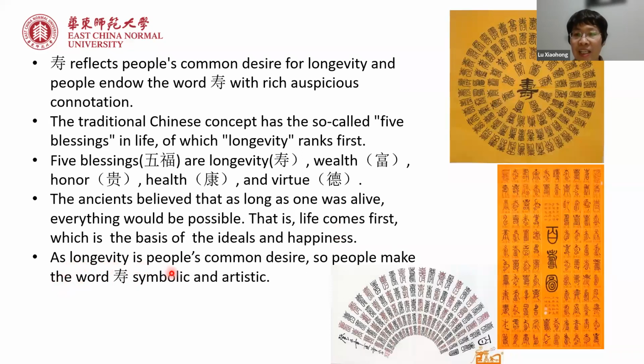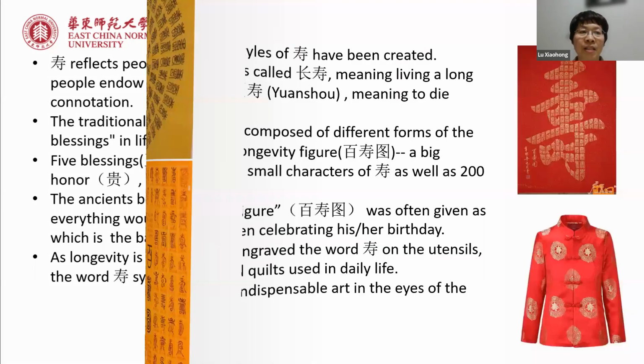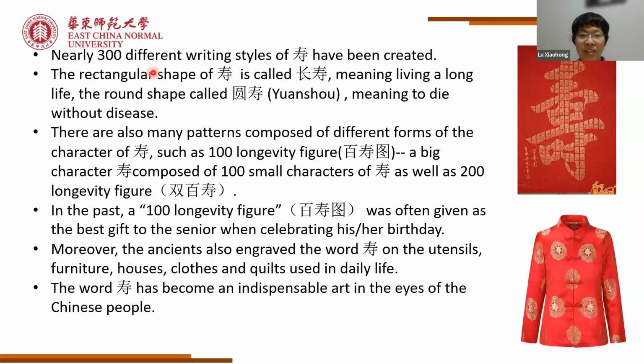As longevity is people's common wish, people make the word 寿 symbolic and artistic. So you can see here is a round-shaped one and a rectangular shaped one, and also a fan-shaped one. Now nearly 300 different writing styles of the character have been created. The rectangular shape means 长寿, meaning living a long life.